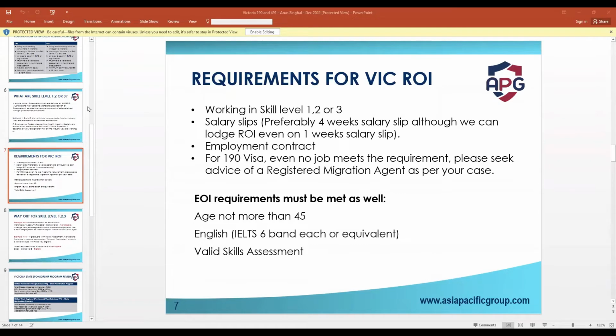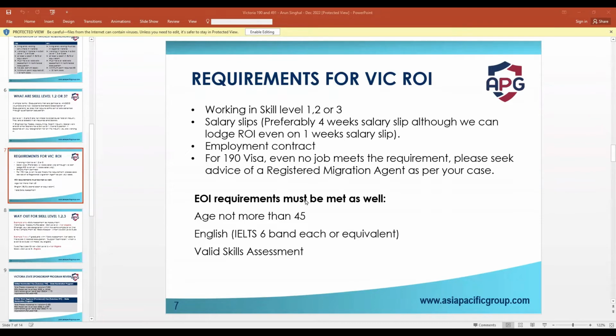For 190 visa, it is also possible that you can get a nomination from the Victorian government without a job. You are eligible without a job as well. If that is your scenario, please come and see us and we can then guide you further in that scenario.